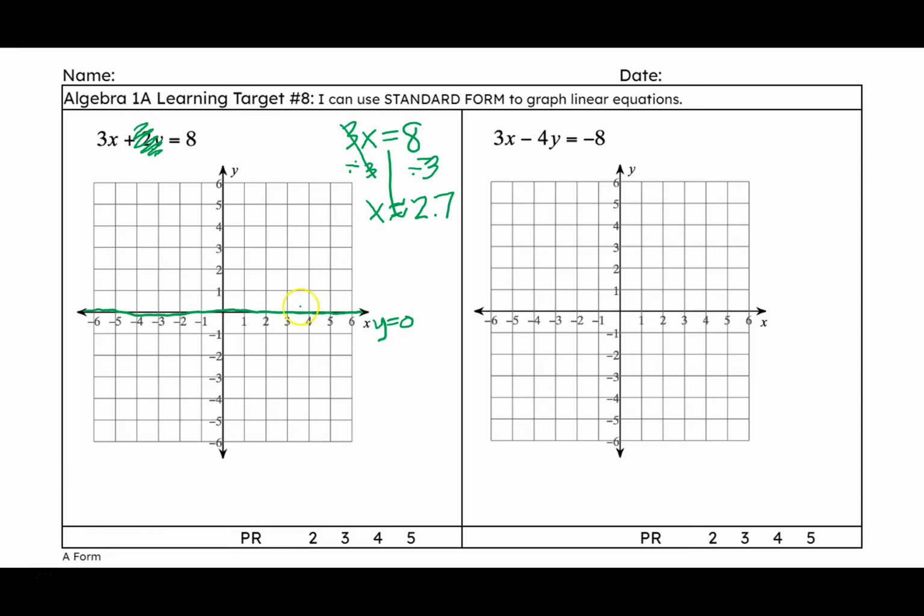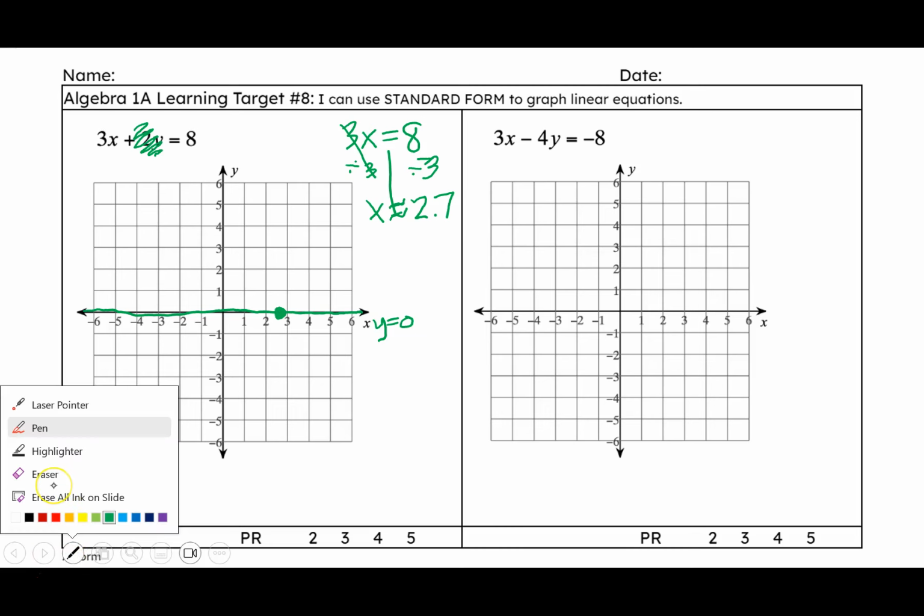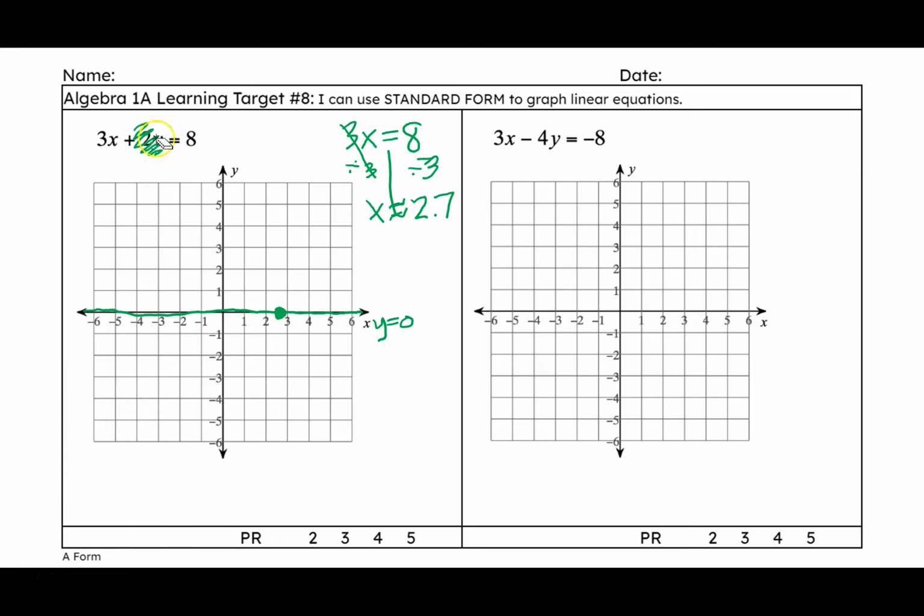That means I'm going to put a dot on the x-axis at almost 3. 2.7 is going to be right about there. So now I've already found one out of my 2 points. So that's finding the x-intercept. You turn y into 0. Now let's do the opposite way. I'm going to find now my y-intercept.